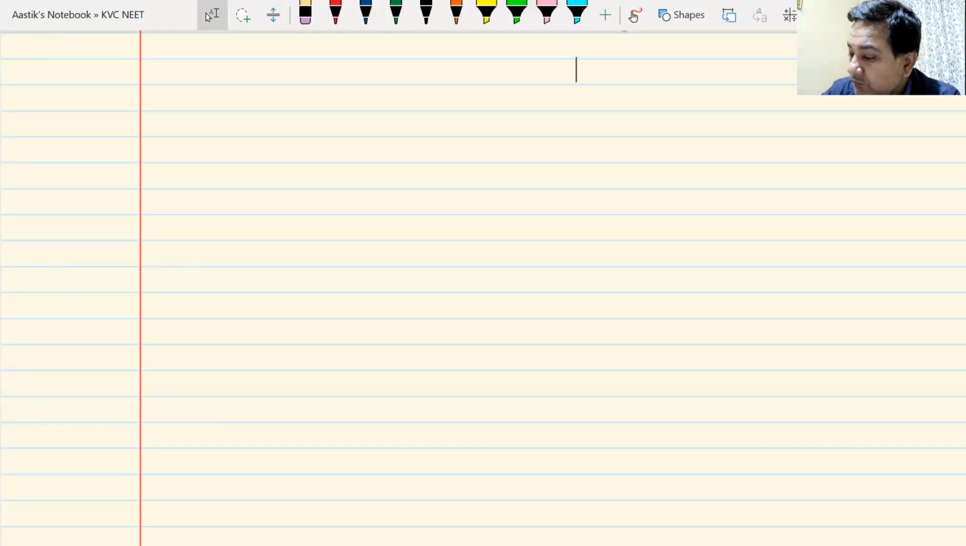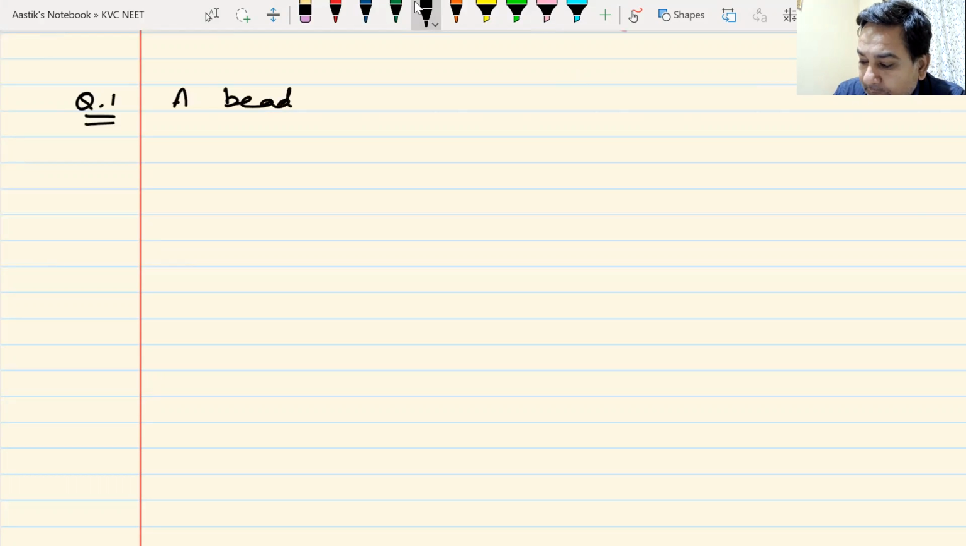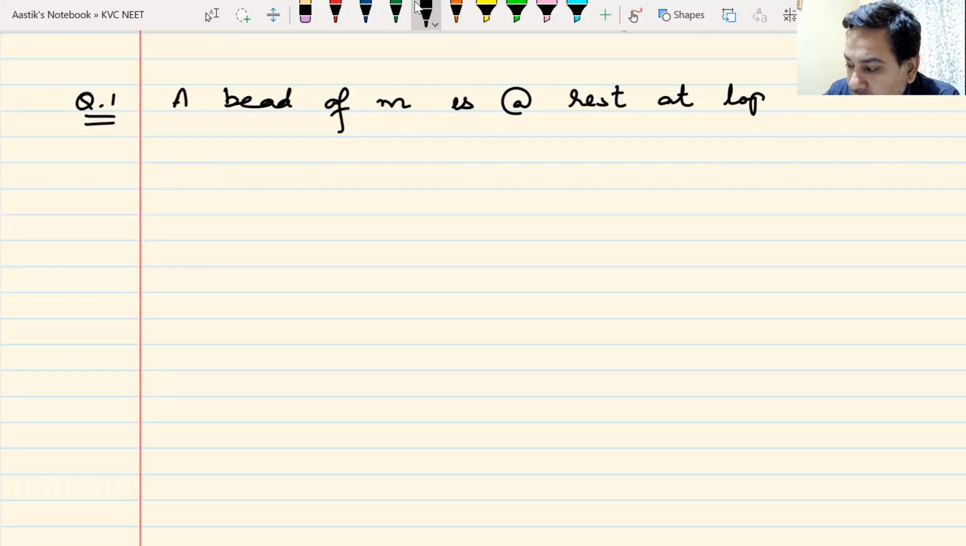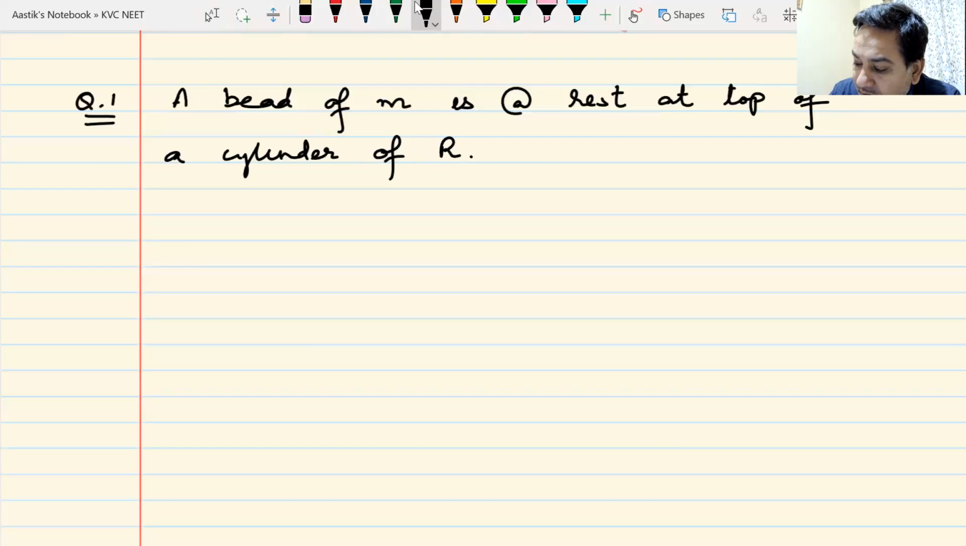Okay, now we'll be solving a question on similar lines. A bead of mass m is at rest at the top of a cylinder of radius r. It is given a slight push.